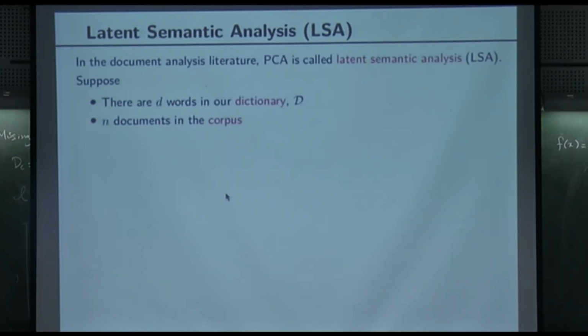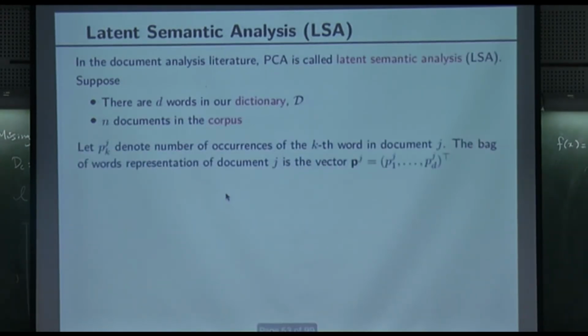So let's say there are D words in our dictionary, and there are n documents in a corpus. This is the story that we are interested in. Let Pjk denote the number of occurrences of the kth word in the jth document. Now you have to figure out in practice, you have to take care of the fact, what does a word mean?